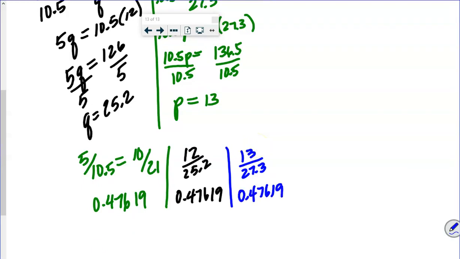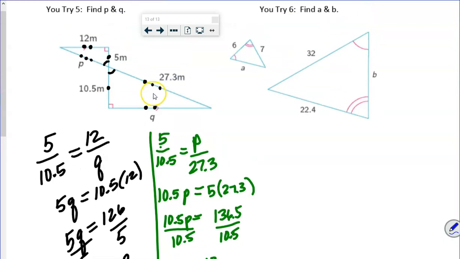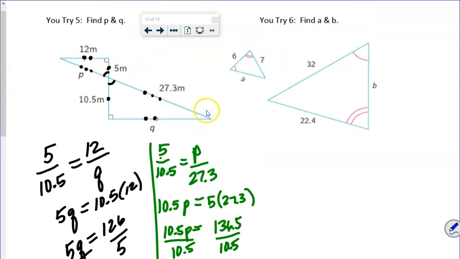If you don't get the same number, then obviously the ratio is not the same, and they are not going to be similar, okay? And that's what you're doing to solve, okay?